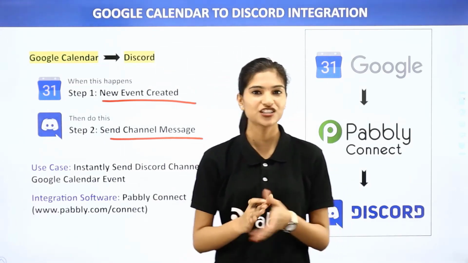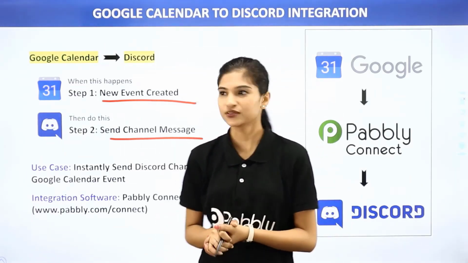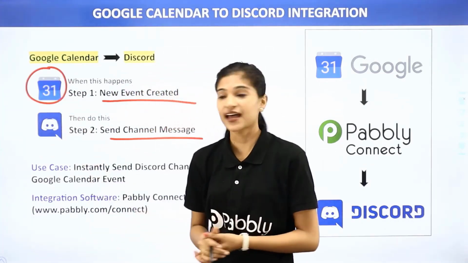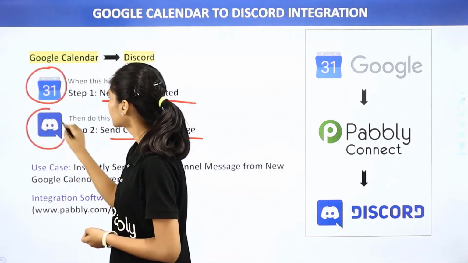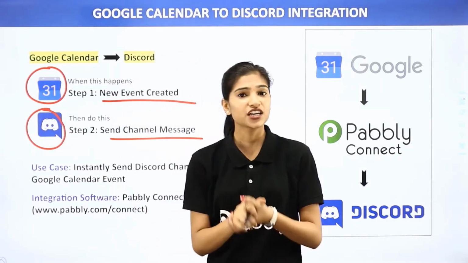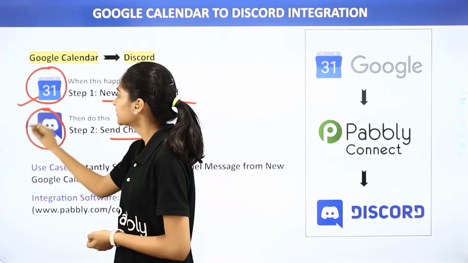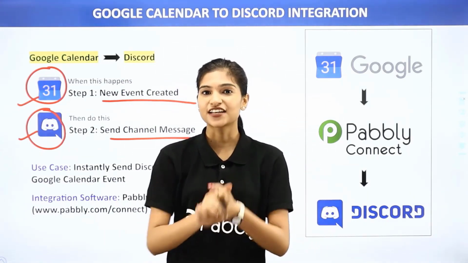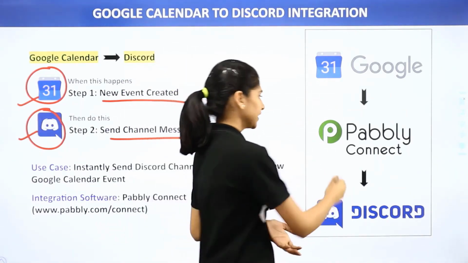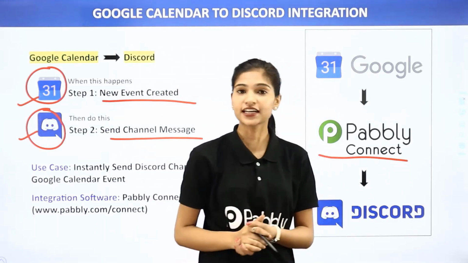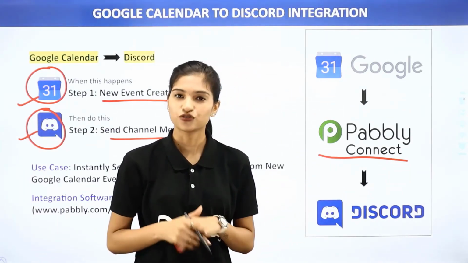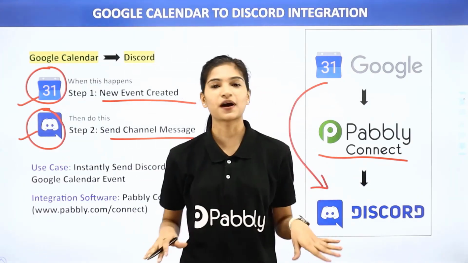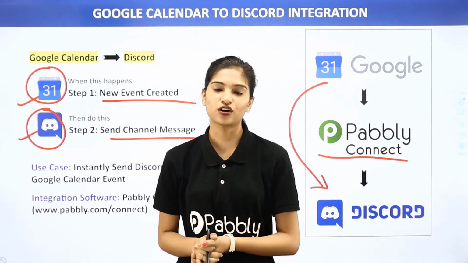Now let us know what these two software applications are all about. So Google Calendar is a calendar service by Google, whereas Discord is an online chat and communication platform. The issue here is that Google Calendar and Discord don't have any integration between them, and that is why we are going to use Pabbly Connect. So Pabbly Connect is an integration software which will help you to transfer data from Google Calendar to Discord. The best part here is you don't require any knowledge of coding.